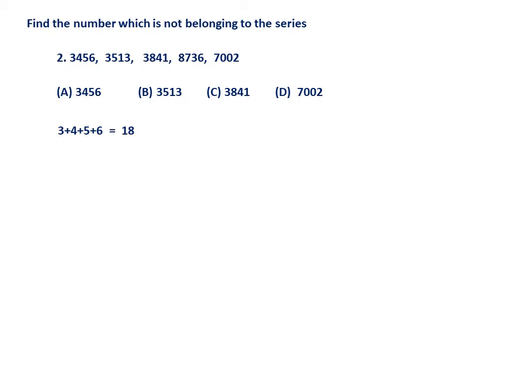See here when you add the digits 3, 4, 5, 6, it is 18, divisible by 3. Second one you see 3513, when you add it is 12, once again that number is divisible by 3. You know the rule of divisibility. Then next one, 3841, the sum is 16, which is not divisible by 3. Now you can check the remaining also. The fourth one 8736 is 8 plus 7 plus 3 plus 6, so that is 24, once again it is divisible by 3. Last one also divisible by 3. Therefore the number which does not belong to the category is the third one. So the option is C.